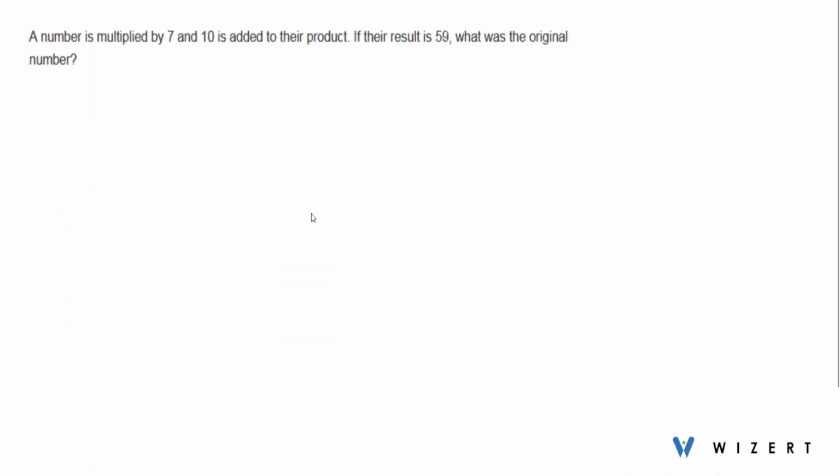According to the question, a number is multiplied by 7 and 10 is added to their product, and the result is 59. So we have to find the original number. Let the original number be equal to x.